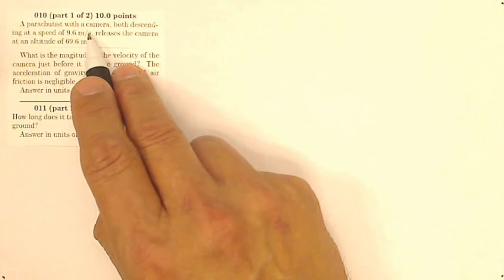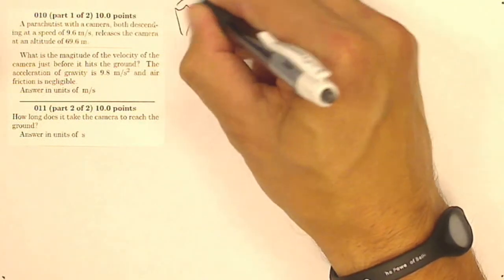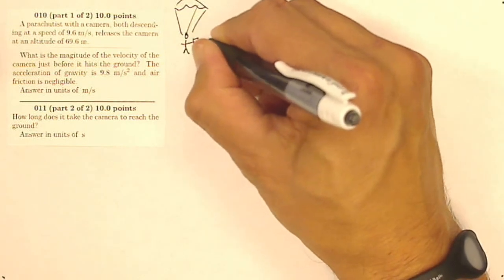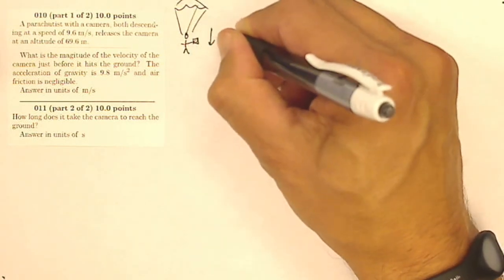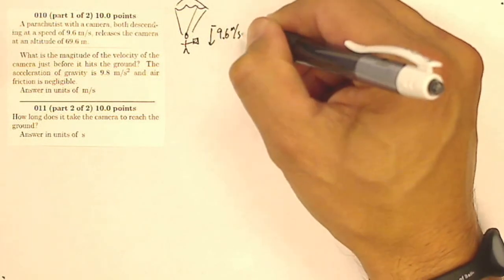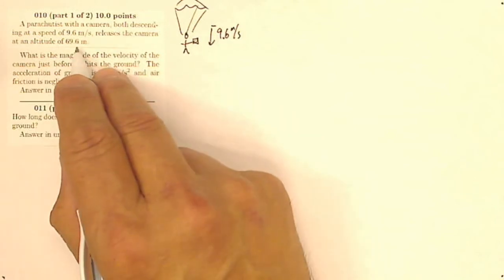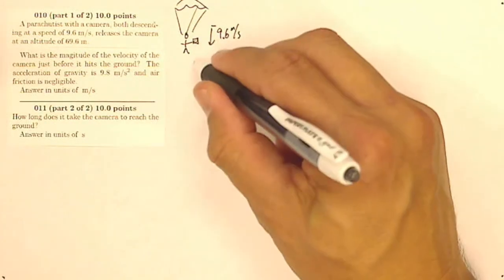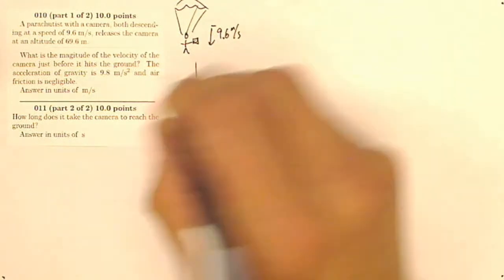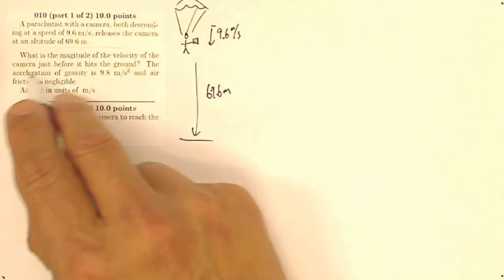What I have going on is I've got a guy floating down here with his parachute, and he's got a camera. So here's his camera. And they're both going down at 9.6 meters per second, so that's going to be negative 9.6 meters per second. He releases the camera at an altitude of 69.6 meters. So that camera is going to fall down 69.6 meters. What is the magnitude of the velocity, watch out for that, of the camera just before it hits the ground?